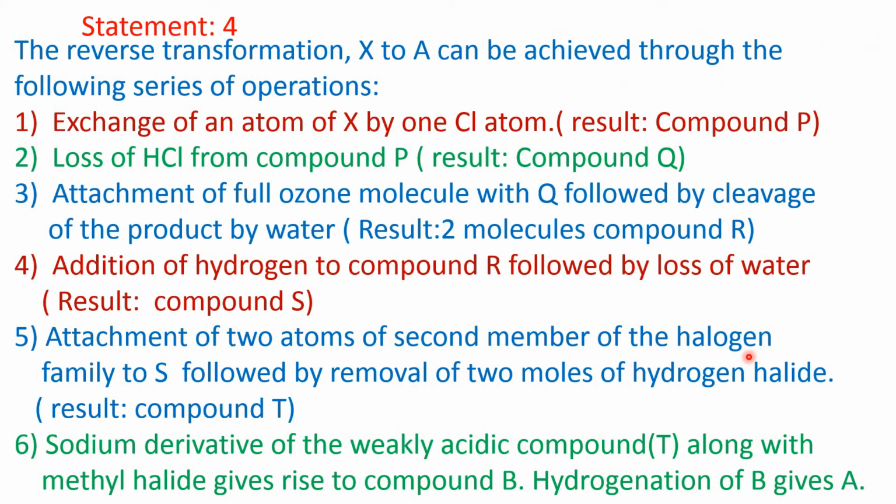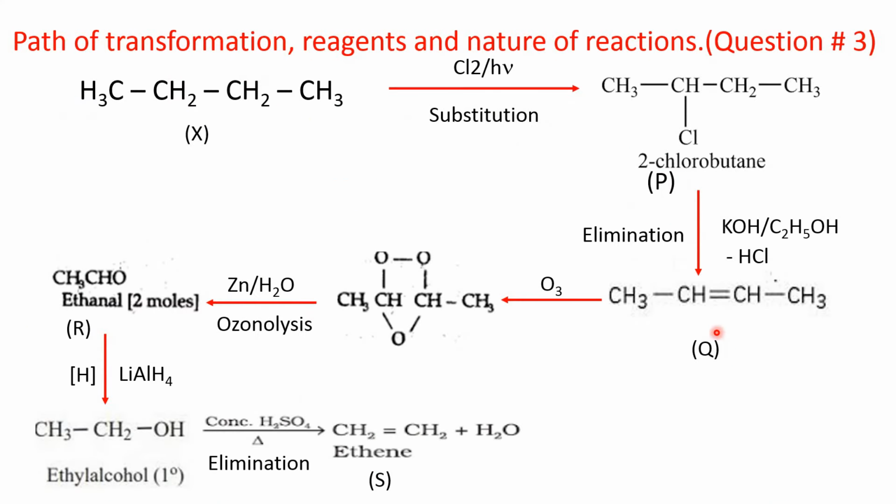Now, part 1. Attachment of full ozone molecule with Q followed by cleavage of the product by water, and the result is 2 molecules of compound R. You see here, now this alkene, when it is added up with ozone, that means the ozone molecule is added up with this alkene and then undergoes hydrolysis reaction. So when the ozone molecule is added up, this is the ozonide. Okay, all 3 atoms of oxygen are added up.